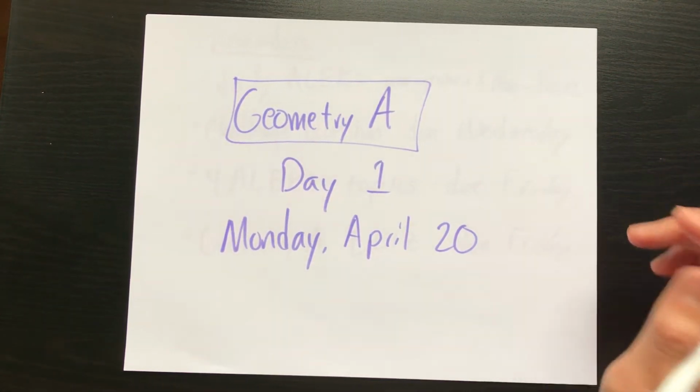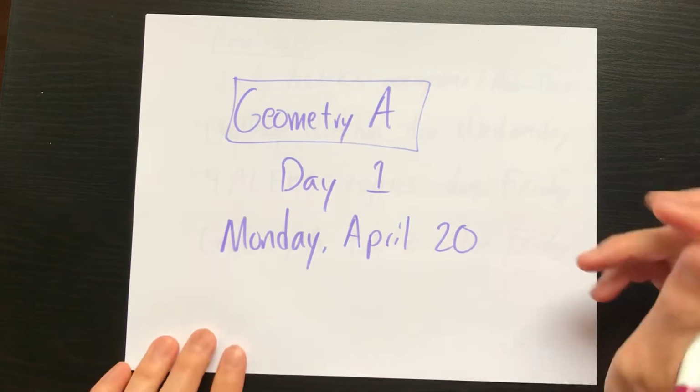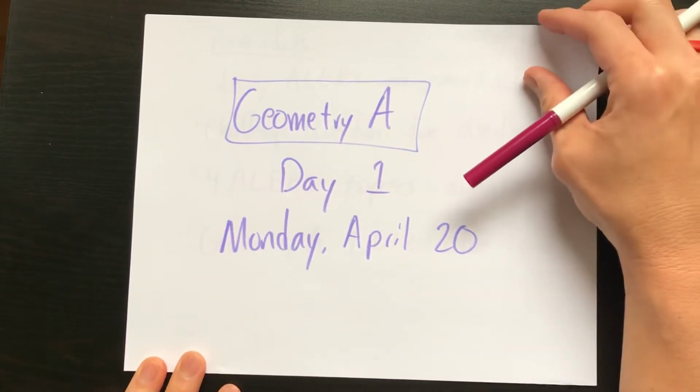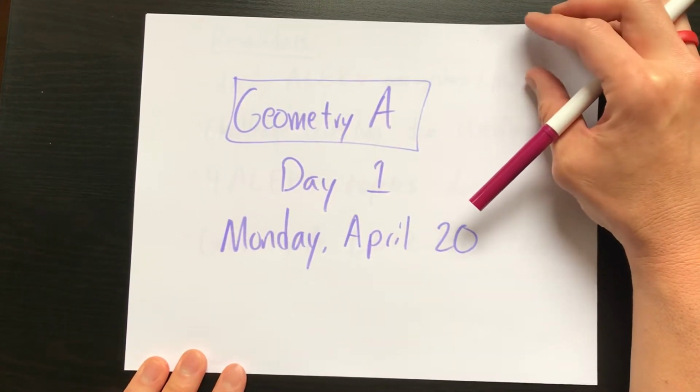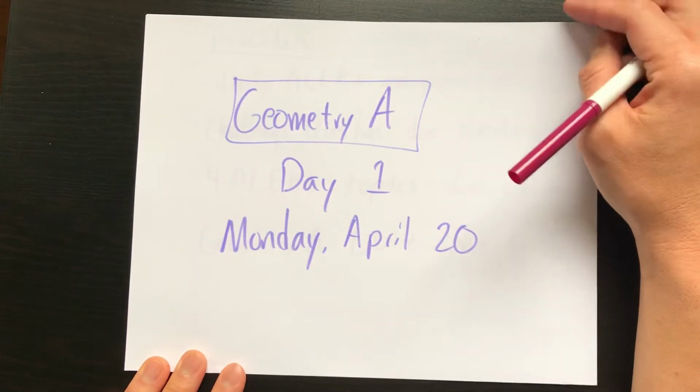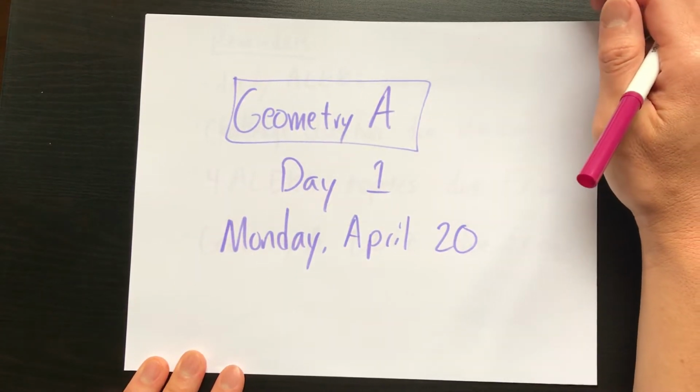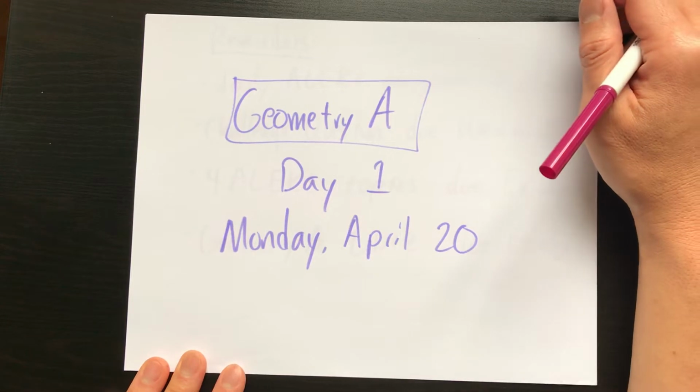Good morning, Math 1 students. Happy Monday, April 20th. We're going into geometry today. Just to let you know, we finished the Algebra 1 part of our class and we're moving on to geometry. This is where you're going to start off in Math 2.